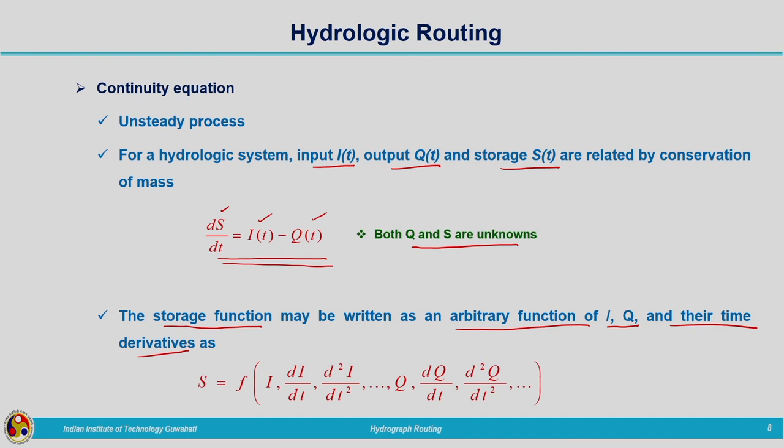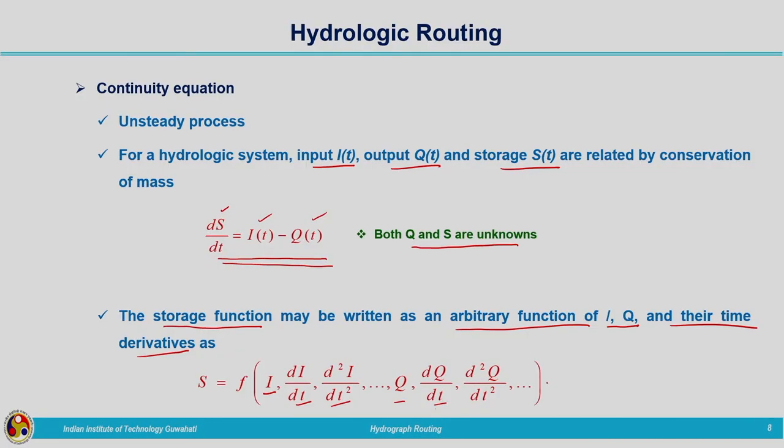The storage function can be written as a function of I, dI/dt, d²I/dt², Q, dQ/dt, d²Q/dt², and the derivatives can be considered as many as required depending on the storage properties. Our intention is to determine the outflow at the downstream point by making use of the known inflow hydrograph at the upstream point. For that, we are going to make use of the continuity equation, which is very much familiar to you, that is dS/dt = I(t) - Q(t). dS/dt represents the change in storage, which is the difference between the inflow and outflow. From that we can calculate the outflow if storage is known to us.